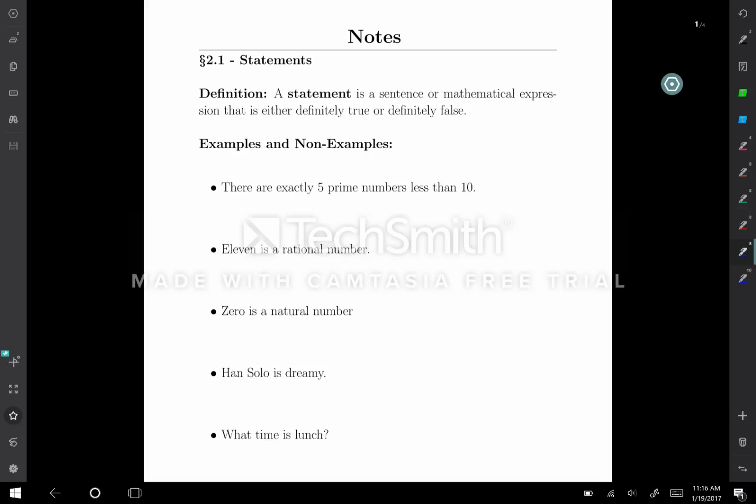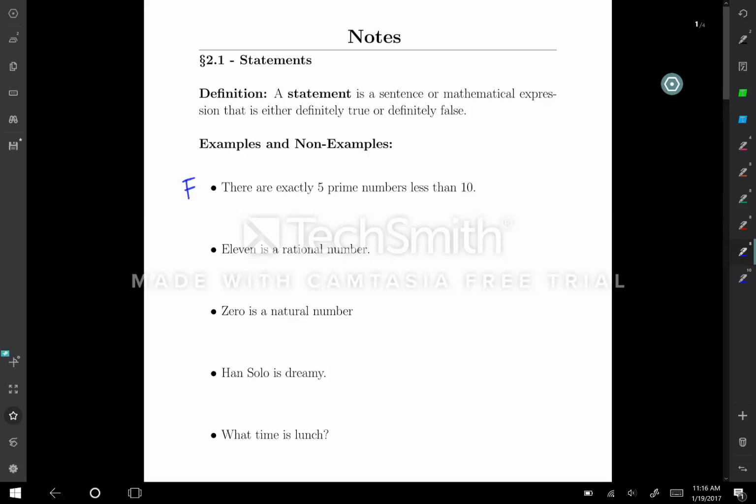So let's look at some sentences and determine whether they are statements, and if they are statements, whether they are true or false. Our first sentence is, there are exactly 5 prime numbers less than 10. If we think about the prime numbers less than 10, there are 4 of them, so there are not 5. So this is a statement, and this is false.